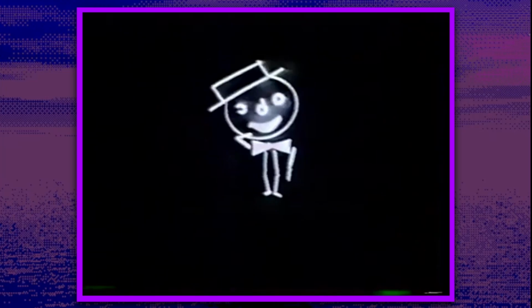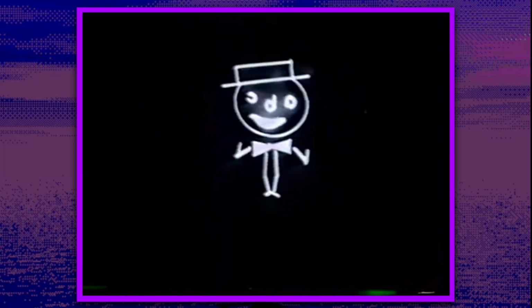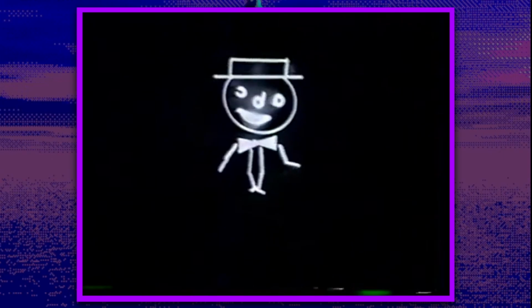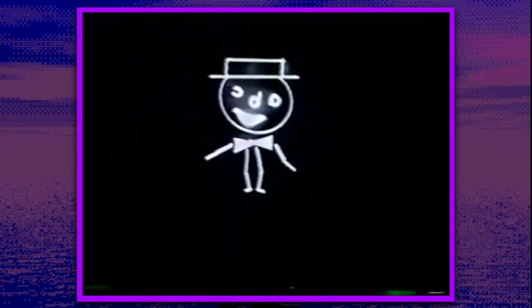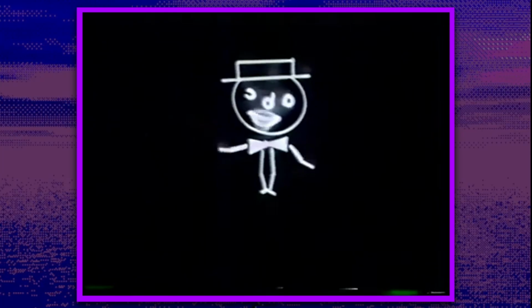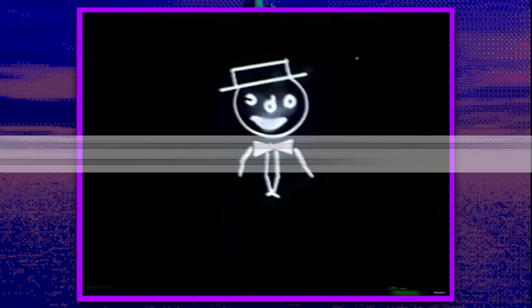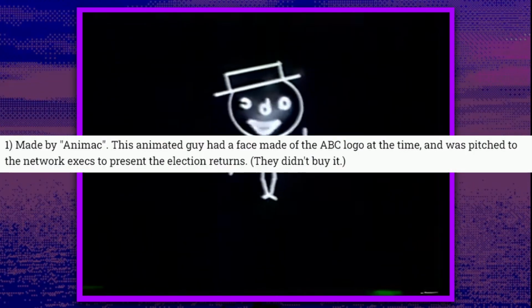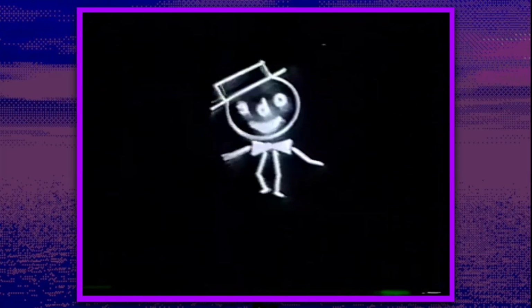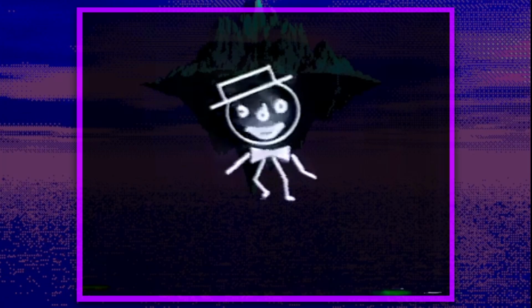So the thing you see on screen was also made by Animac. This was the ABC logo from the time. It was meant to read off election results, but yeah, it kind of didn't look good. And even on the Ultimate History of CGI website, it says, the executives didn't buy it. It was impressive for 1968, but simply didn't look that good.